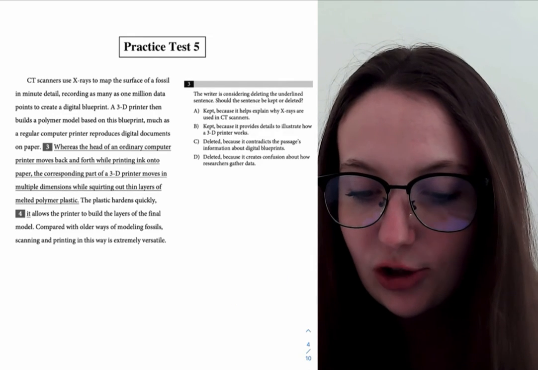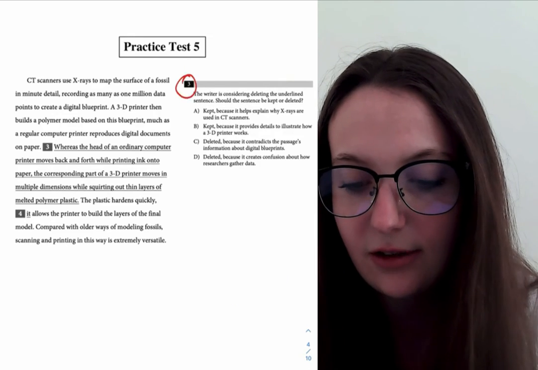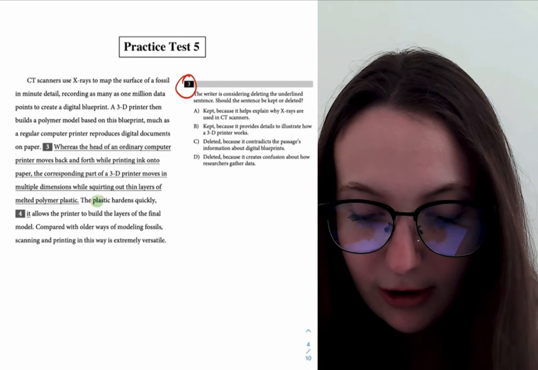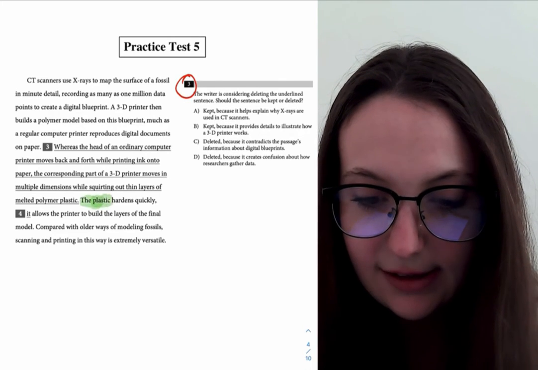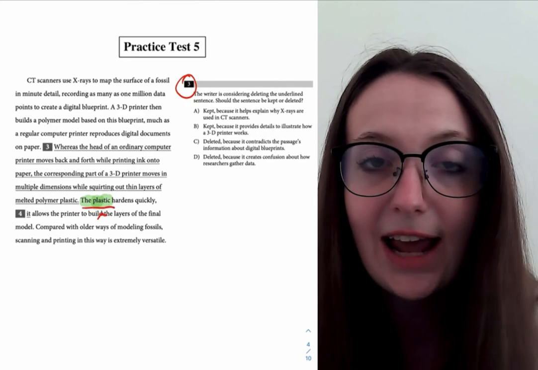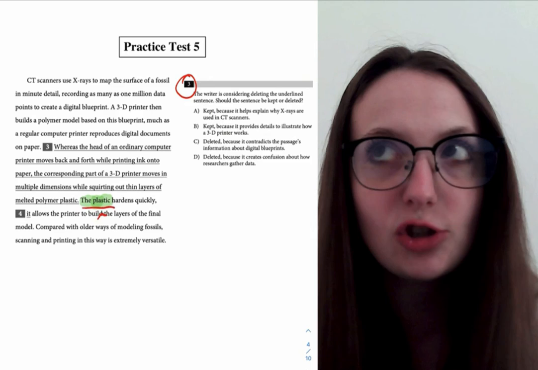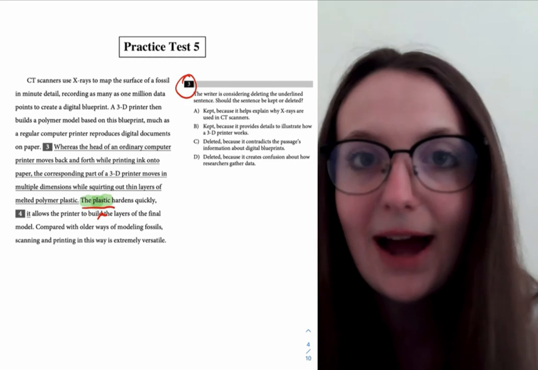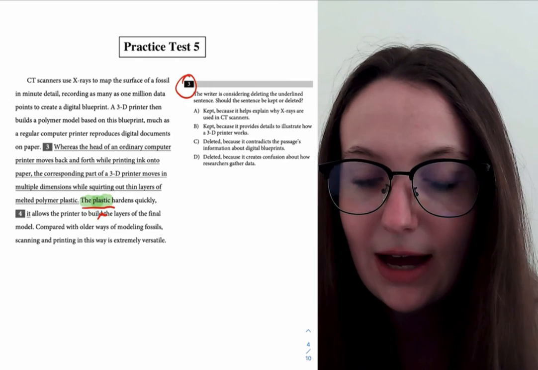So let's look at question number 3 here from practice test 5. So I can see that in the part right after the underlined portion, it says the plastic. So if you're going to say the plastic, again, that's really different from saying a piece of plastic because that just refers to anything. But when you say the plastic, that's referring back to plastic that you've already mentioned.